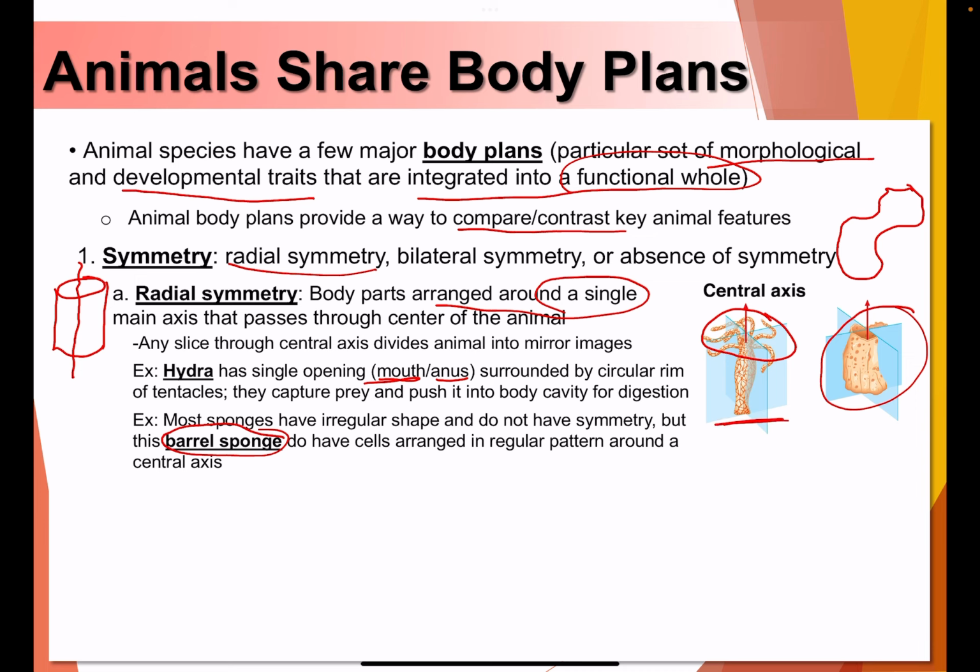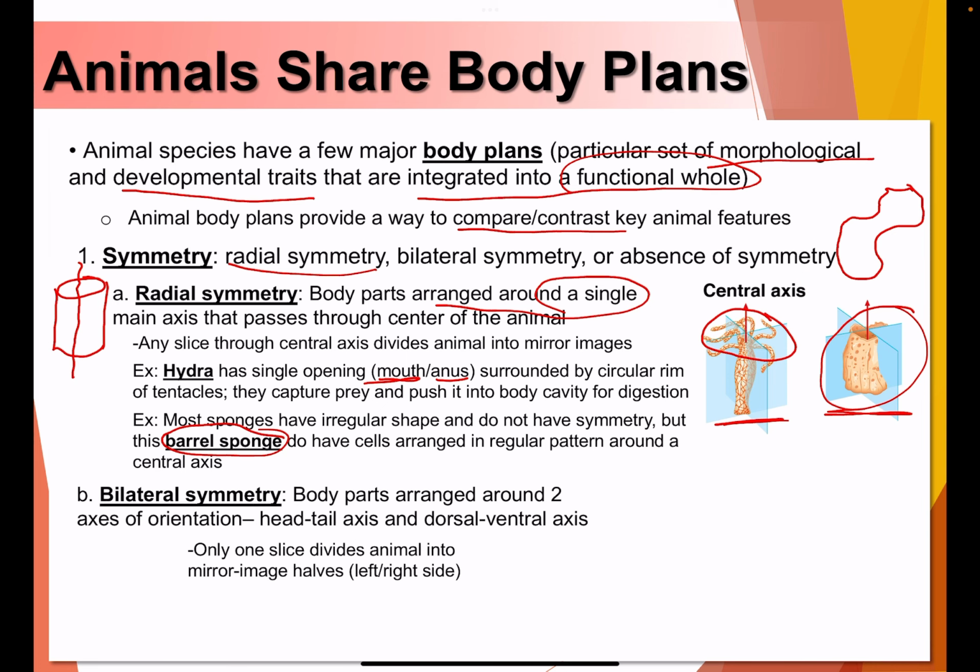So Hydra is a species with radial symmetry. Barrel sponges are another example of a species with radial symmetry. We'll talk a lot more about these different invertebrates and their symmetries in the next chapter. But know that most sponges are irregular like this, so they usually fall in the category of absence of symmetry. The second type of symmetry is bilateral symmetry.